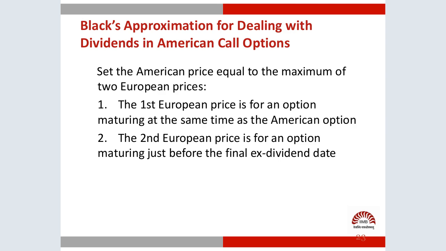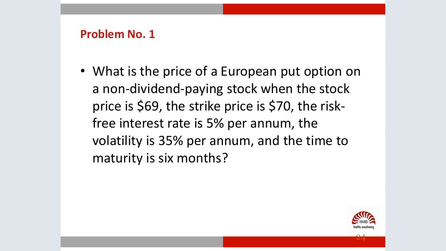So basically, I price a European option for the entire life of the American option, irrespective of the fact that there is a dividend payment happening in between, on one hand. And on the other hand, I price an option only to the dividend payment point, or just prior to it. And the value of the American option, according to Black's approximation, is the higher of the two. So this is another way of looking at it.